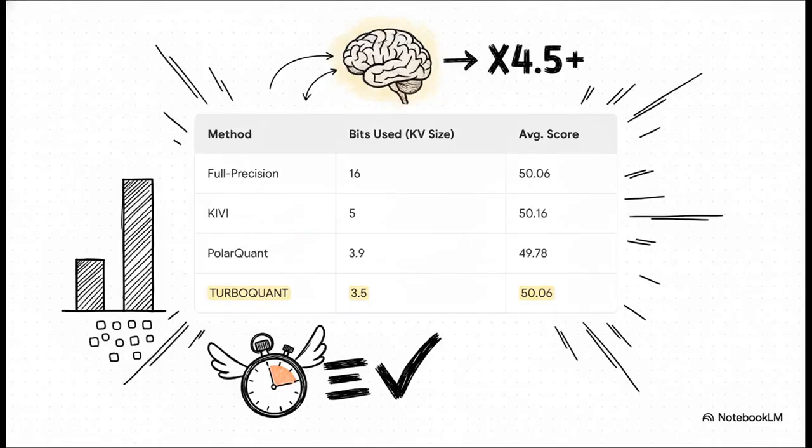Okay, let's look at the cold, hard numbers. The original model, full precision, uses 16 bits of memory, and it gets a performance score of 50.06. Now just look down at the bottom row. TurboQuant, using only 3.5 bits, that's a compression of more than 4.5 times, gets the exact same score, 50.06. It literally matches the original performance while using just a fraction of the memory.